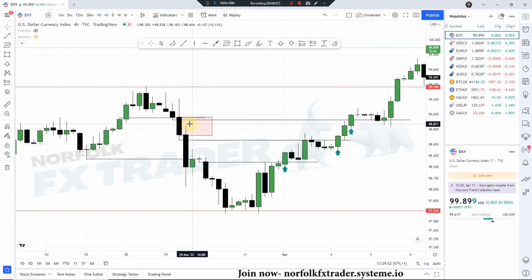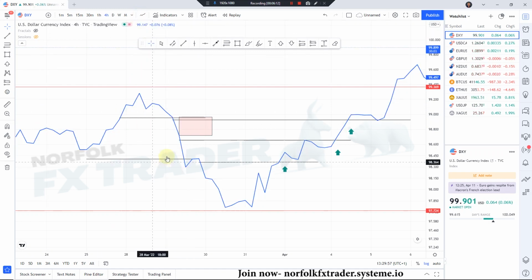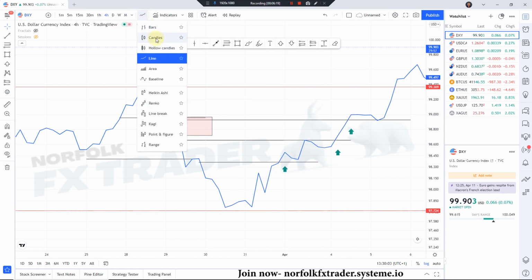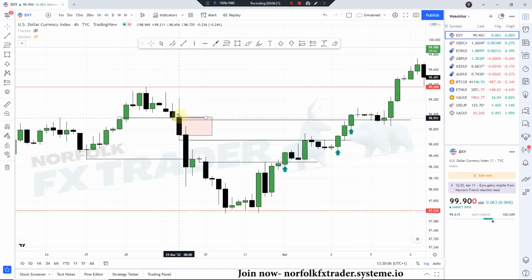Now one more trick, just to understand that momentum break, you can actually pop to a line chart, and you'll be able to see if the line chart is showing you the momentum move up at the same time. But you don't need the line chart. You can identify this just purely on the candles.